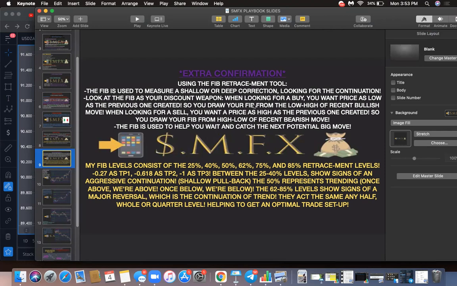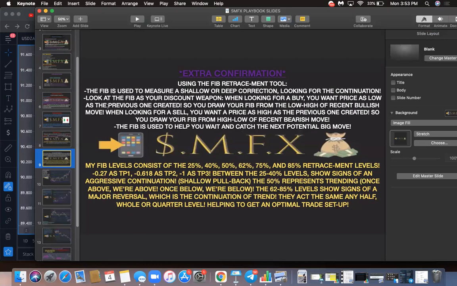So you draw your fib from the low to the high of the recent bullish move. When looking for a sell, you want price as high as the previous one created. So you draw your fib from the high to low of the recent bearish move. The fib is used to help you wait and catch the next potential big move.